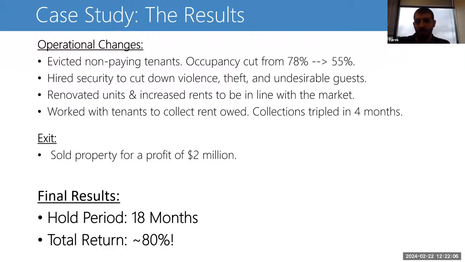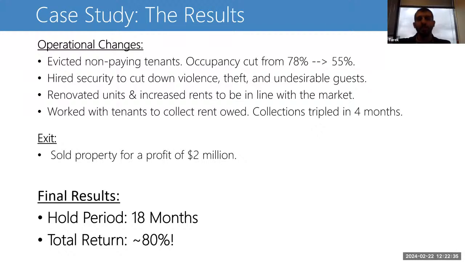But that was a very intentional, planned approach to cut down the occupancy, get rid of all the non-paying tenants, all the troublemakers, all the criminals, and so on, and then fill it in with the right tenants once we've actually cleaned up the units and gotten them ready for the next folks. We also hired security to help cut down on the violence, the theft, undesirable guests, prostitutes, drug dealers, things along those lines, and then renovate those units and increase the rents to be in line with what the market was already charging.